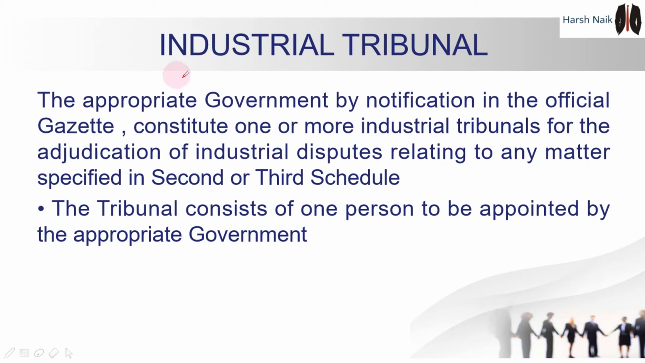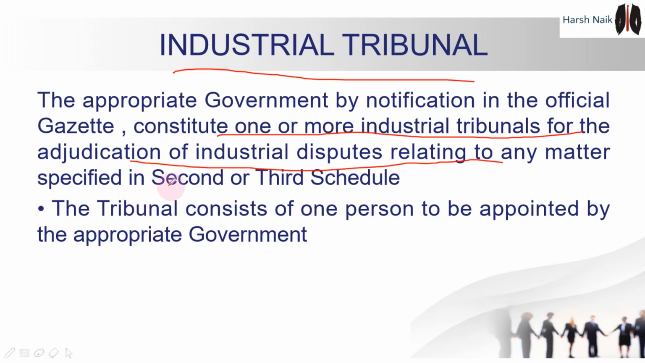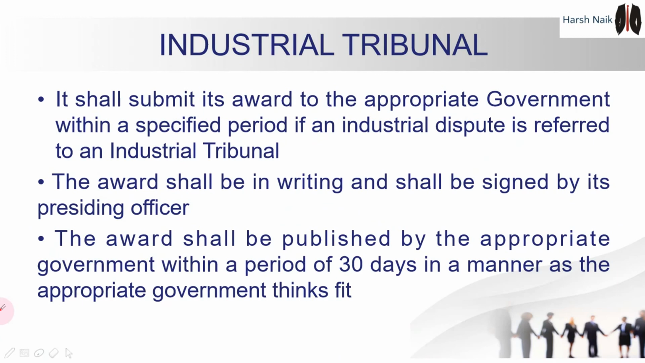Then comes the industrial tribunal. That is, the appropriate government constitutes one or more industrial tribunals for the adjudication of industrial disputes relating to any matter specified in the second or third schedule. So here, starting from one schedule, they will go to the upper level, to the second schedule or third schedule. Likewise, the tribunal consists of one person to be appointed by the government. One person will be at the industrial tribunal level, right? That will come under the third schedule of the industrial dispute case.